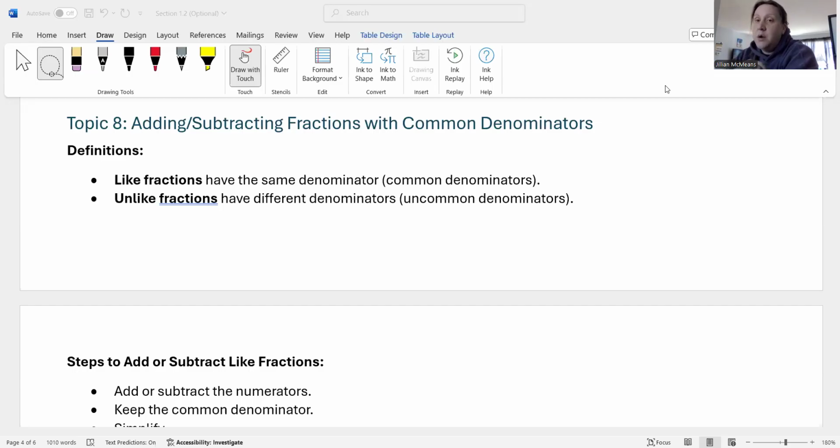It's the next part where we add and subtract fractions that don't have common denominators. It's a little bit tough. So make sure you understand this topic really well. It'll help you when you get to the next topic. So, adding and subtracting fractions with common denominators. We first need to understand what a common denominator is.